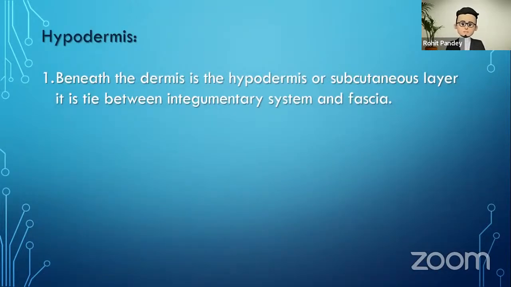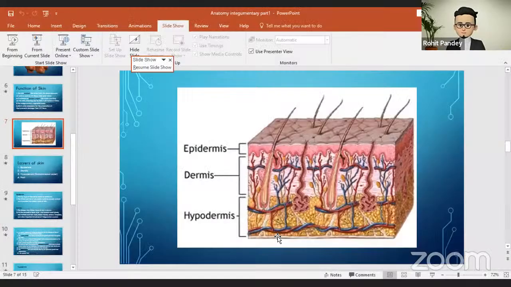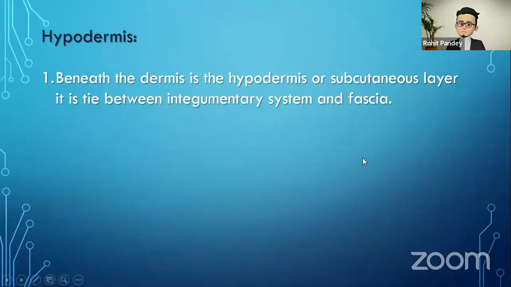Hypodermis: beneath the dermis is the hypodermis or subcutaneous layer, and it ties the integumentary system to the fascia. Fascia is like this layer, which is like a muscular layer, I think.